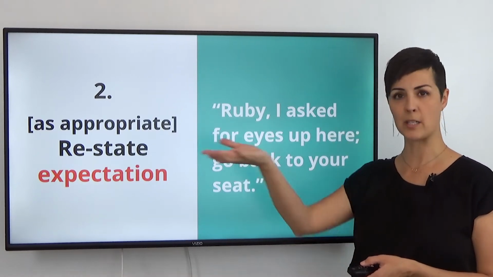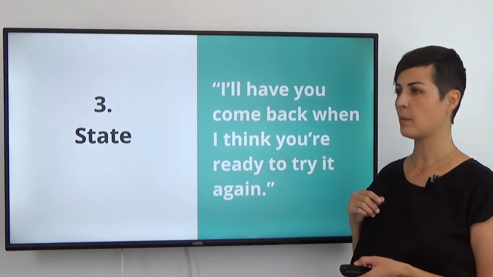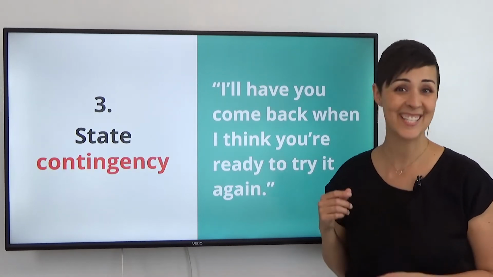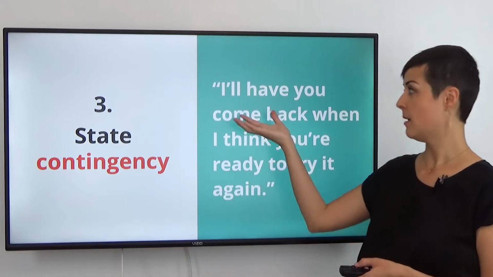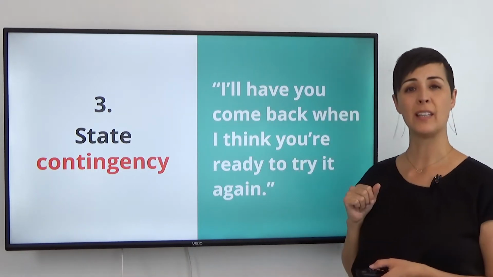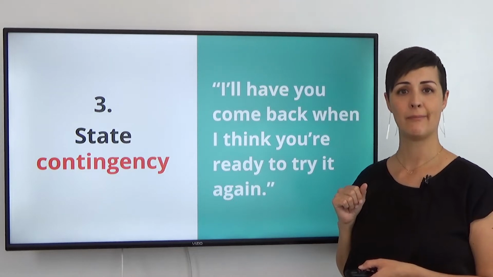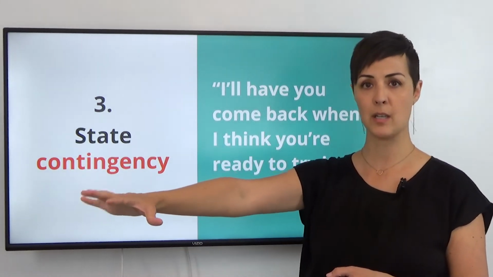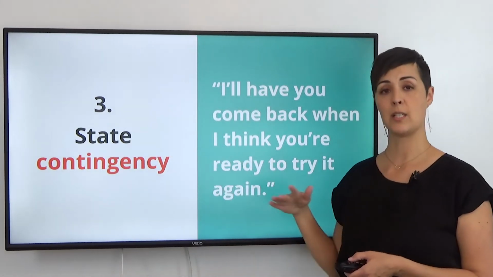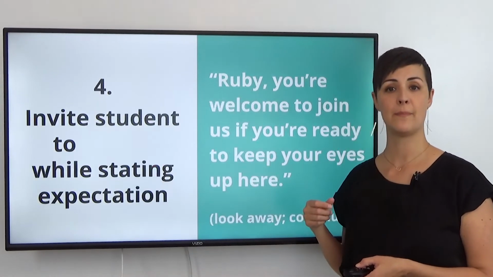Where's the removal? Go back to your seat. And then third, I'm going to state that contingency, right? A statement of access granted by meeting criteria. Ruby, I'll have you come back when I think you're ready to try it again. So as I'm excusing her back to her seat, I'm stating the contingency: I'll have you try it again when I think you're ready.